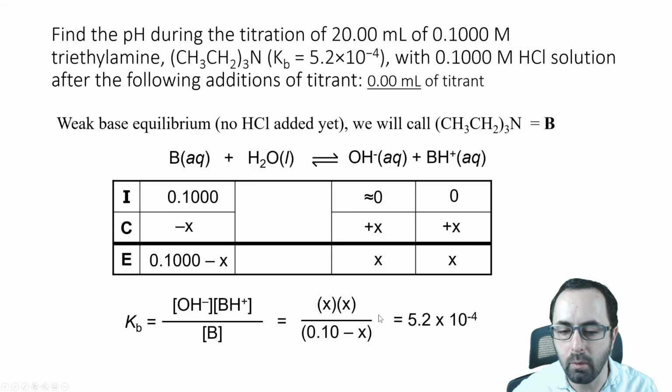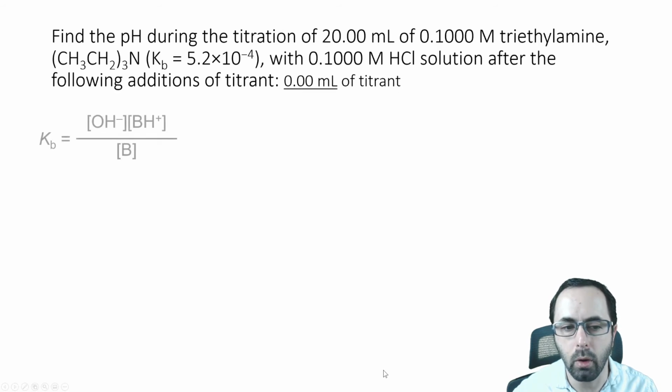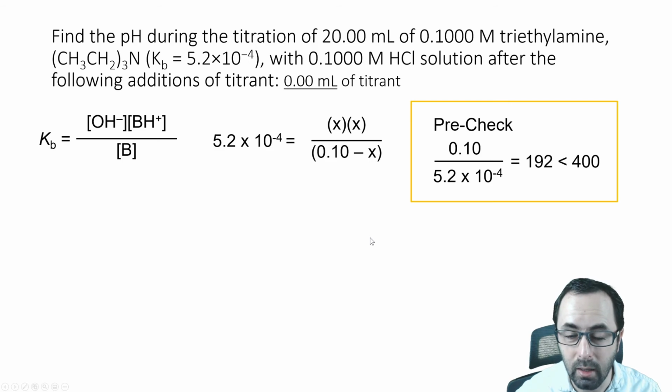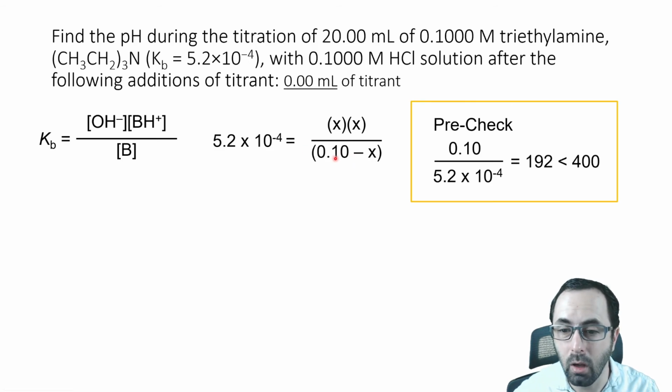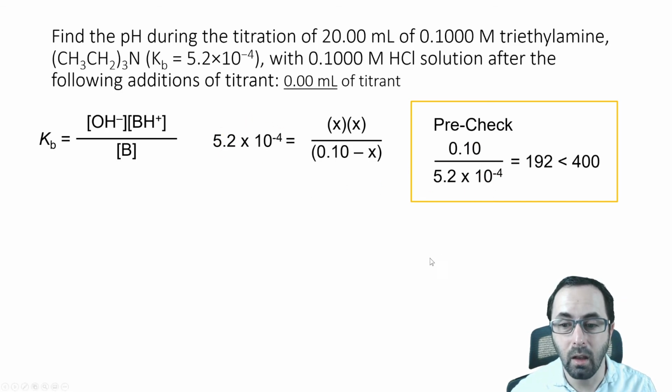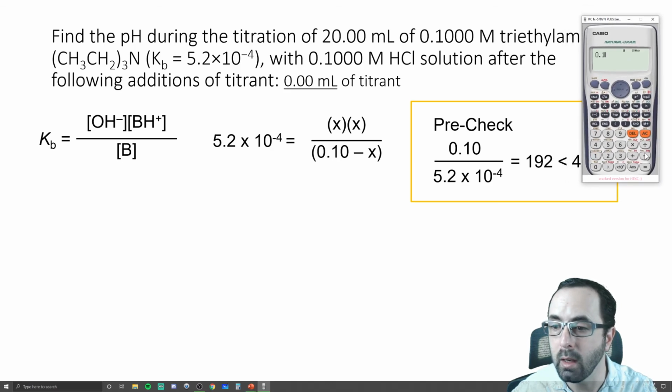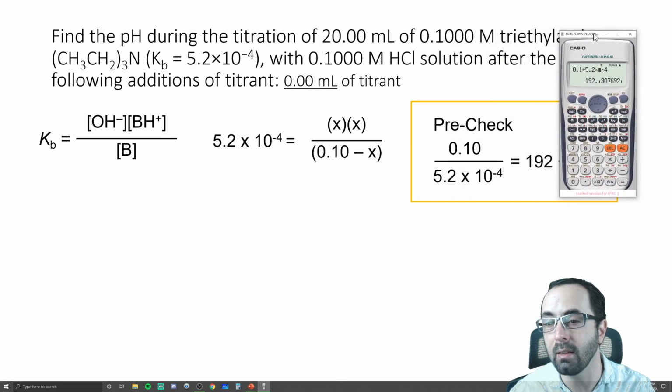So 5.2 times 10 to the minus 4 equals x times x over 0.1 minus x. Okay. And at this point, before we do our simplifying assumption, we should do a pre-check. So in the pre-check, we take the initial concentration and we divide it by the KB to see, is this greater than 400? And so we would plug this into our calculator here, and we've got 0.1 divided by 5.2 times 10 to the minus 4, and we get about 192. And that is not greater than 400. That is less than 400.